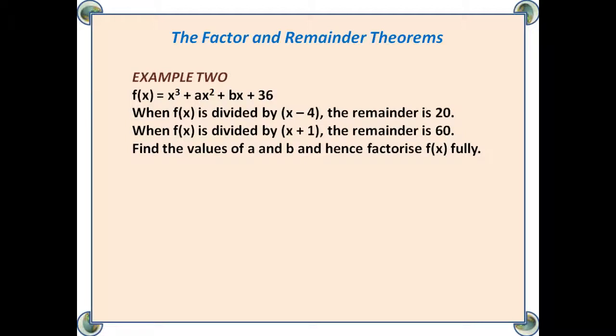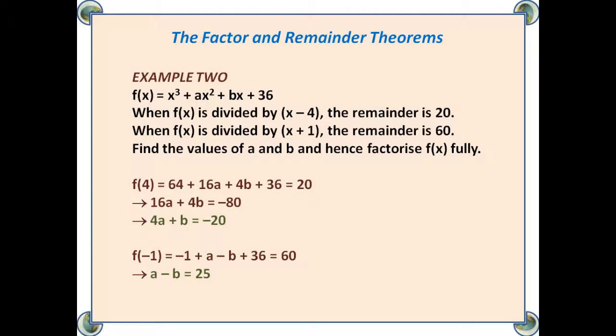Example 2. f of x equals x cubed plus ax squared plus bx plus 36. When f of x is divided by x minus 4, the remainder is 20, and when f of x is divided by x plus 1, the remainder is 60. Find the values of a and b, and hence factorise f of x fully.